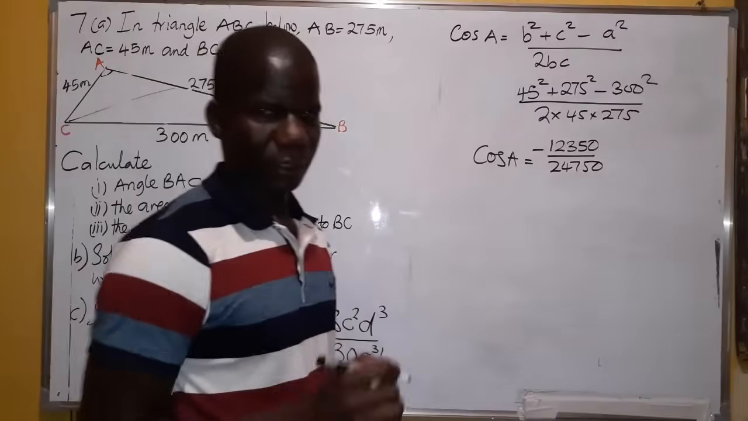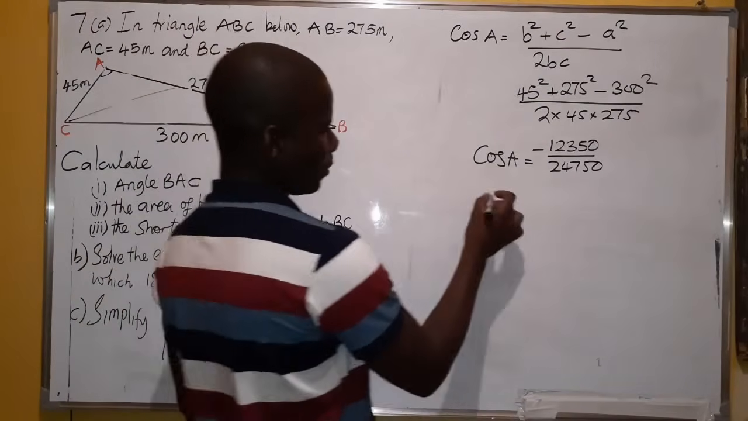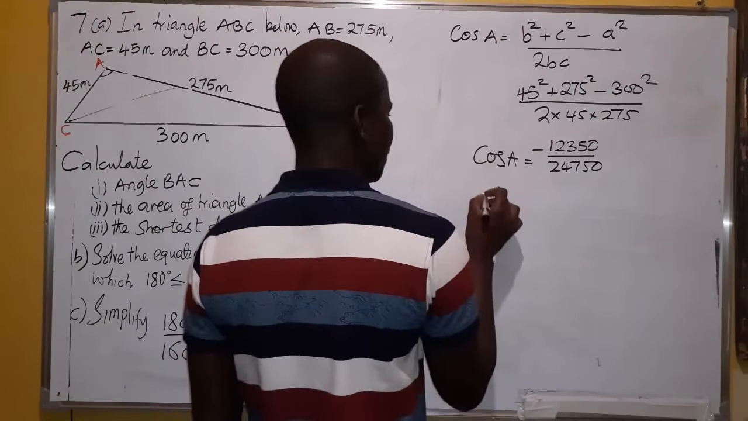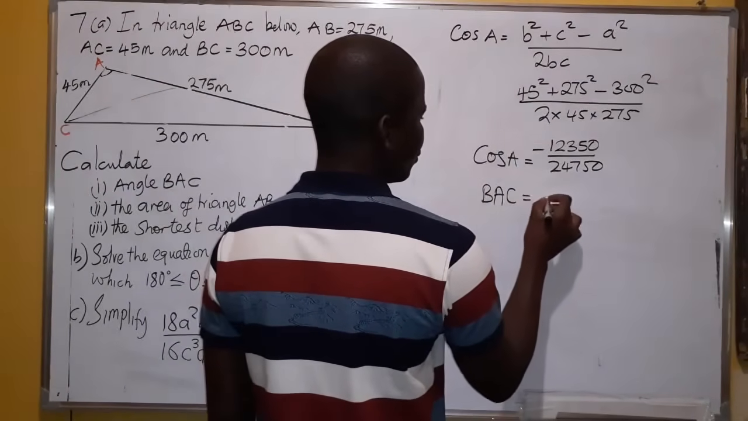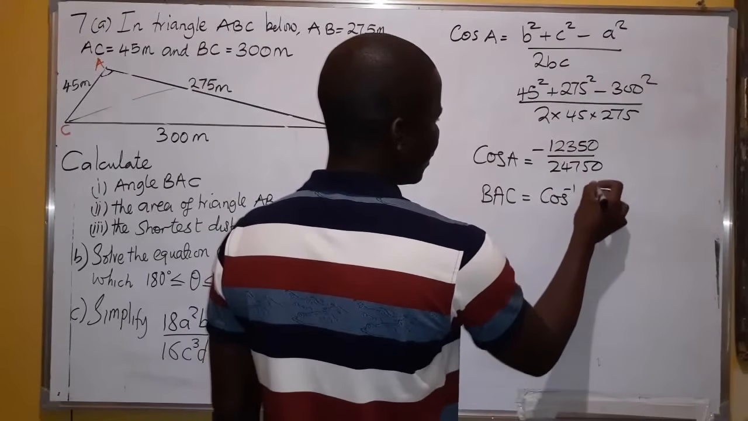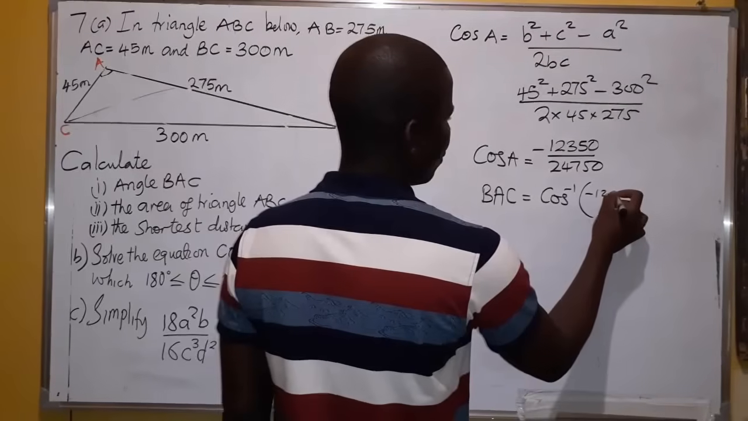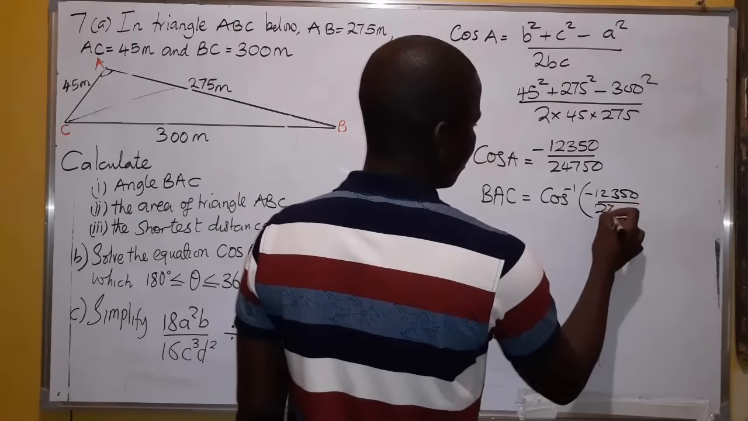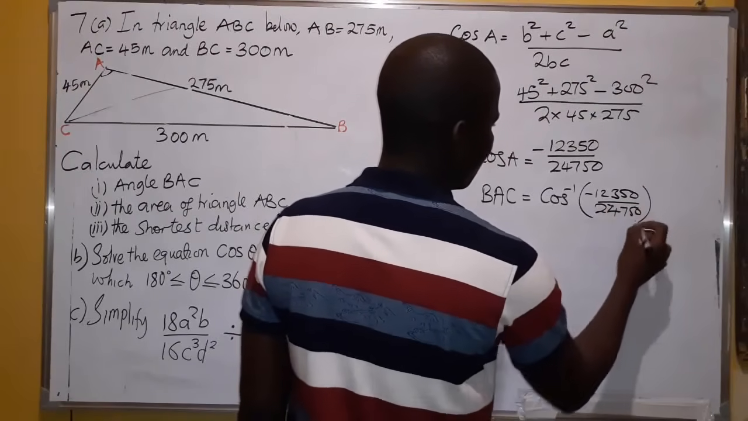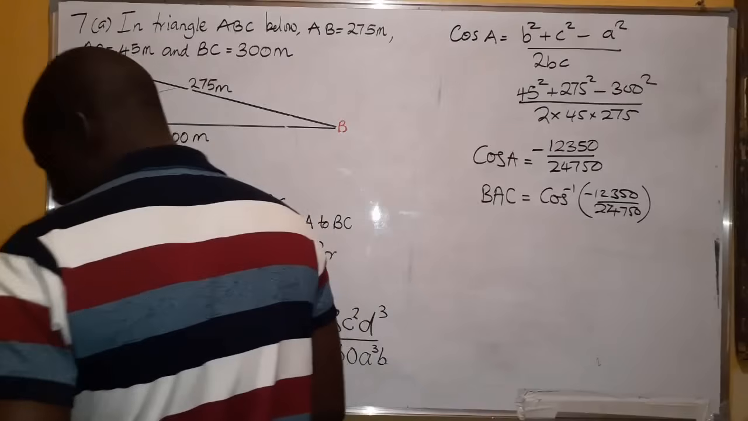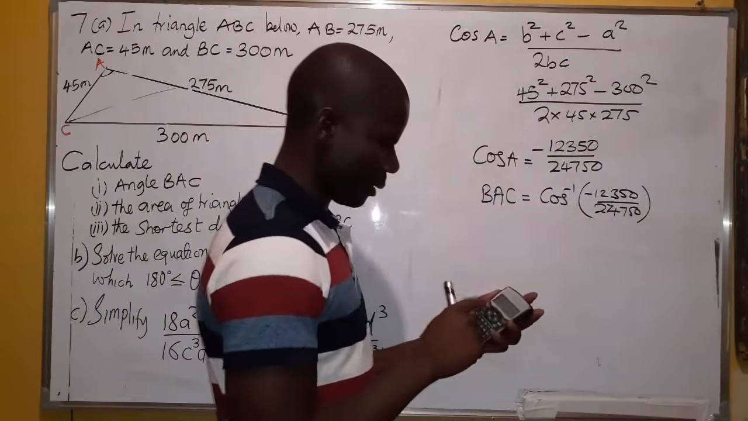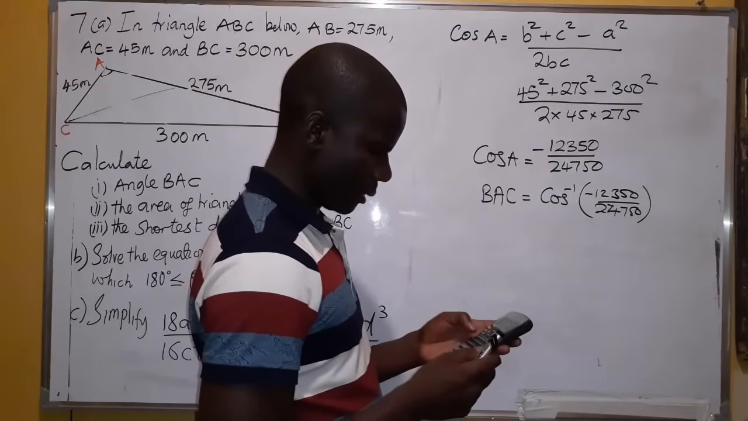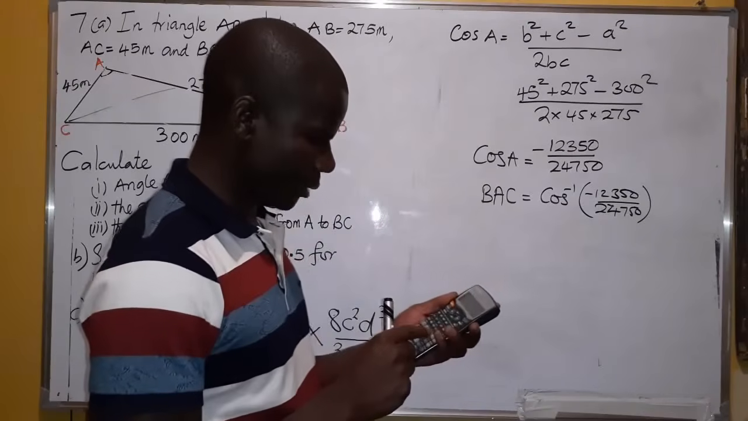Now take note that our interest is the angle at A. So we're going to say angle A, which is now BAC, is equal to cos inverse of negative 12,350 over 24,750. So we have now to do this. We punch this on our calculator and see what we are going to get.